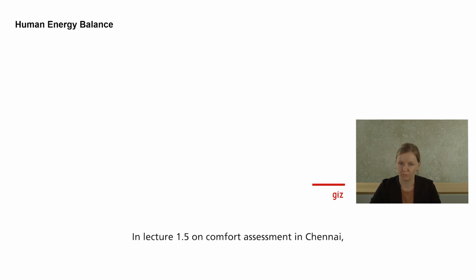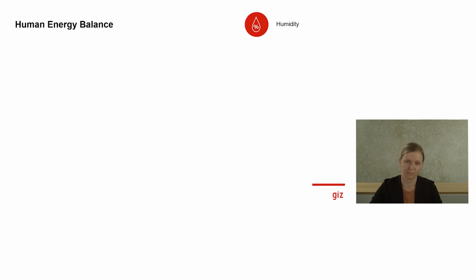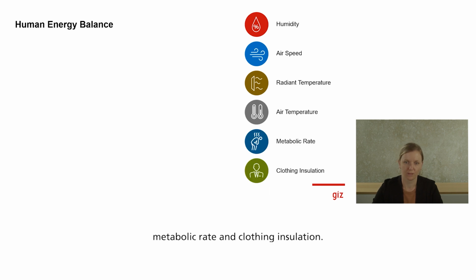In lecture 1.5 on comfort assessment in Chennai, we have already learned that basically 6 factors have influence on thermal comfort: humidity, airspeed, radiant temperature, air temperature, metabolic rate, and clothing insulation. Now let's look a little closer at the human energy balance.